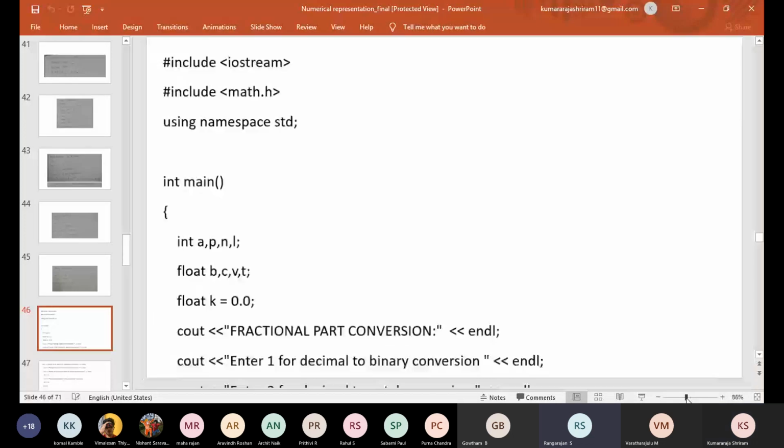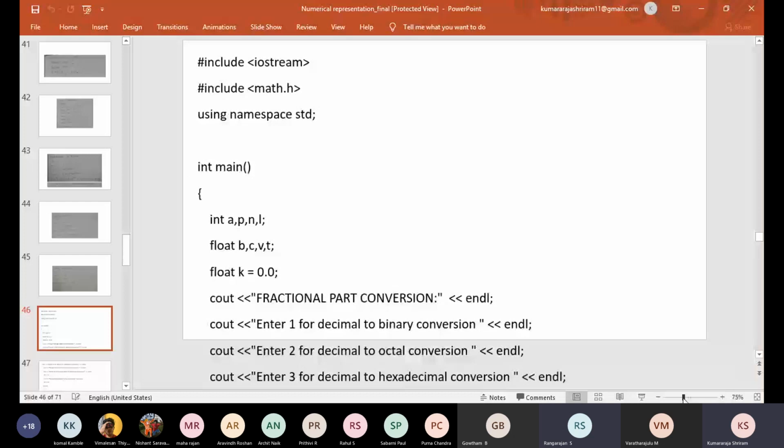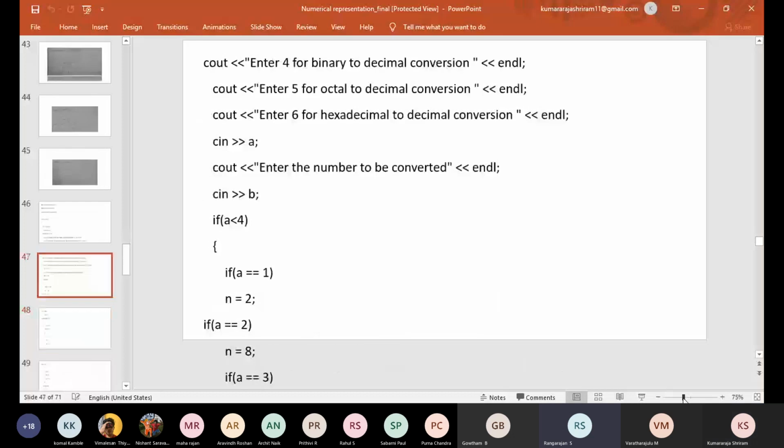The next few slides are the C++ code to convert the fractional part of any number system to other number systems, which the user will specify. With the input the user gives, they will get the output in the required number system. Next up, Rahul will continue our presentation.